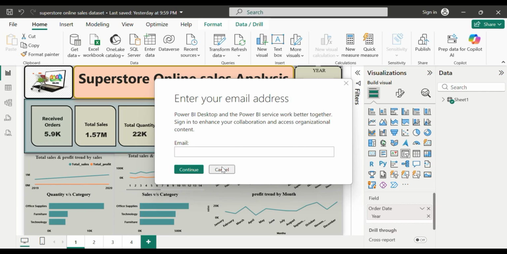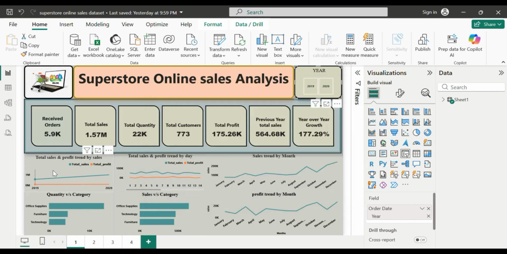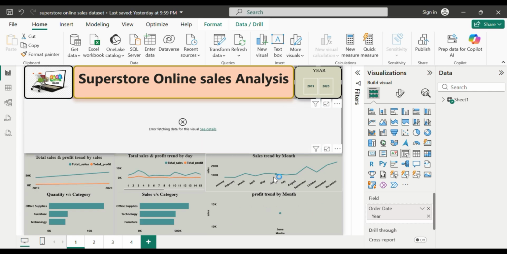Filter. Next, the total sales and profit trends. Just see, it is going smoothly, day by day. And the sales trend for each month, just see June. Next.